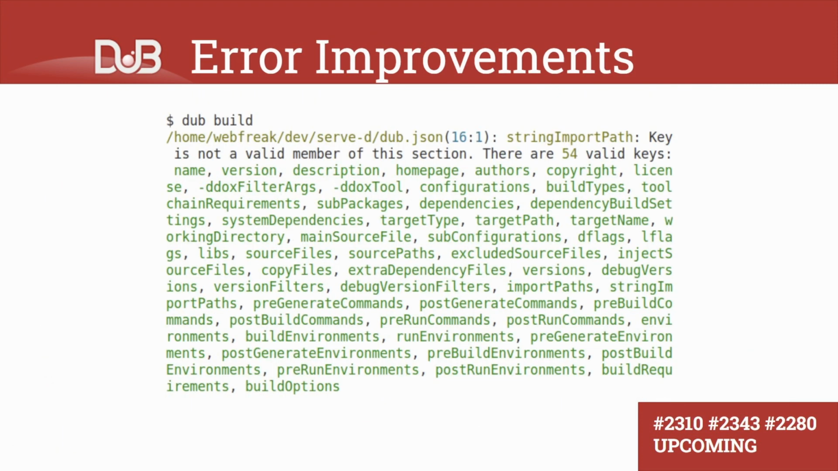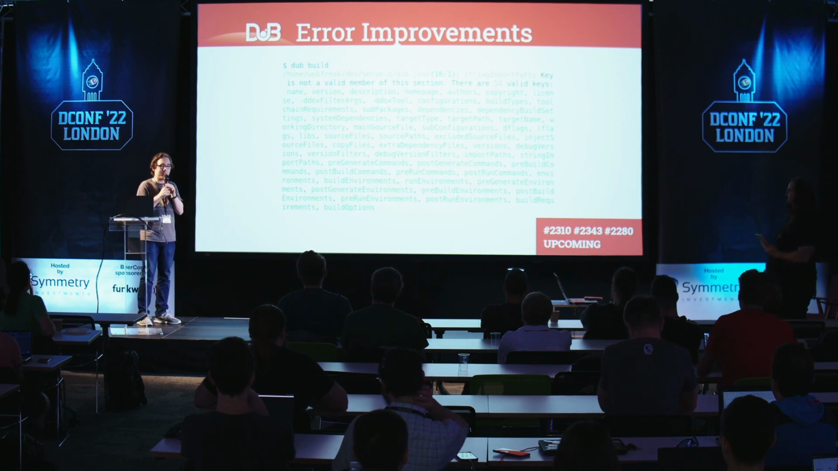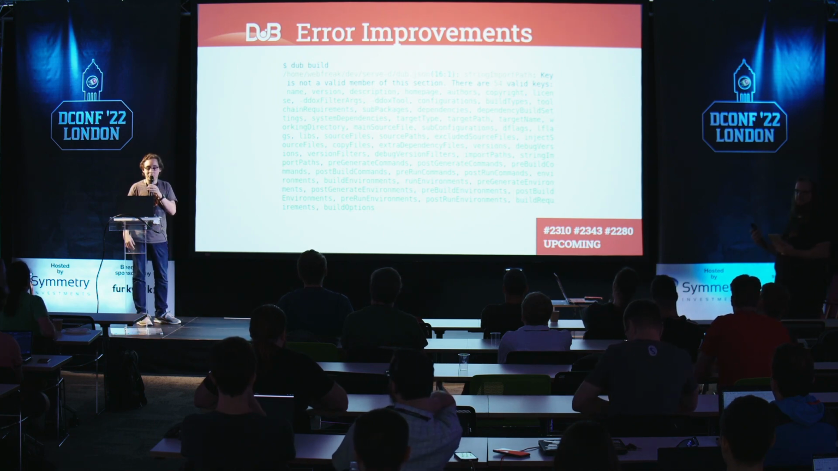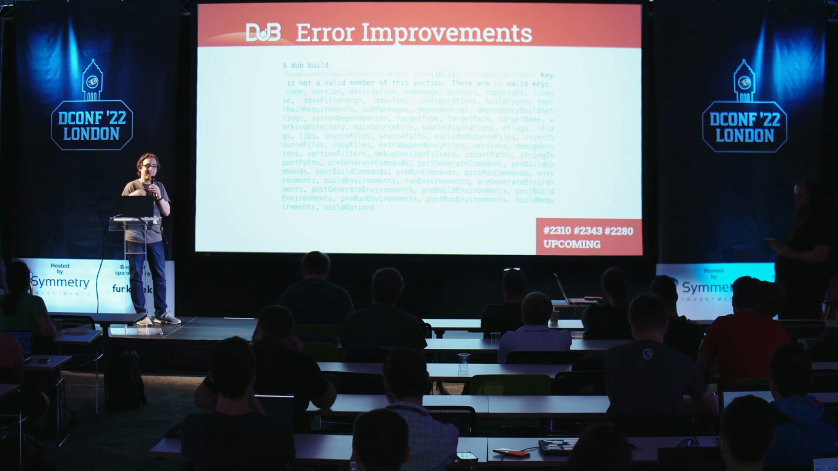Error improvements. We've got improvements to the JSON parsing for dub-selections.json, dub.json, still upcoming, and dub-settings.json. It will now show you if you're using keys which are not actually valid, like they wouldn't actually do anything and you may have just typoed. Right now we just dump a list of all the possible keys, but we're still working on making this error message better and more readable.